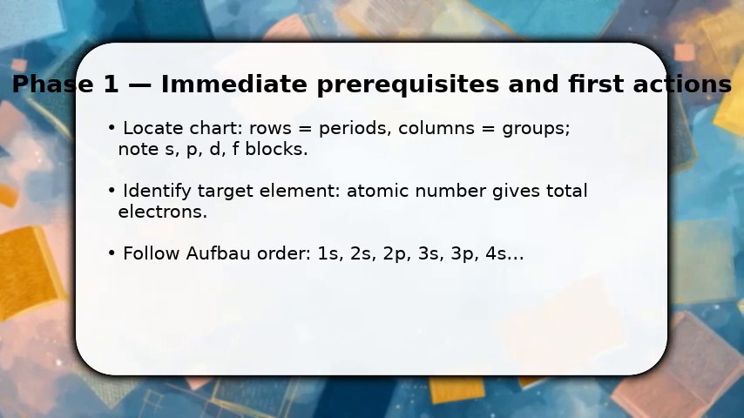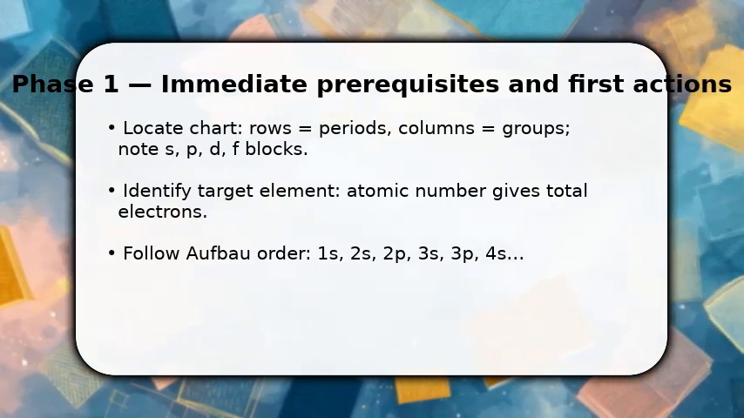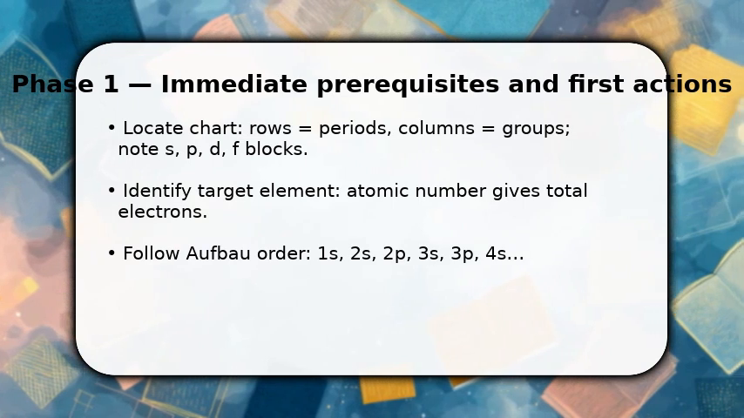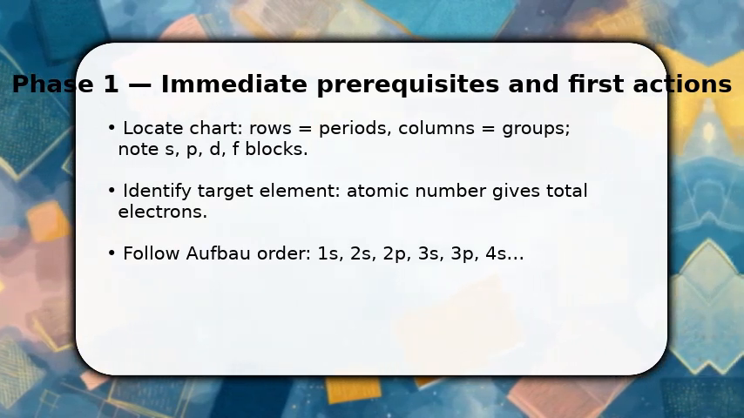You begin by opening the electron configuration chart and finding the element's atomic number. That number equals the total electrons you must place.